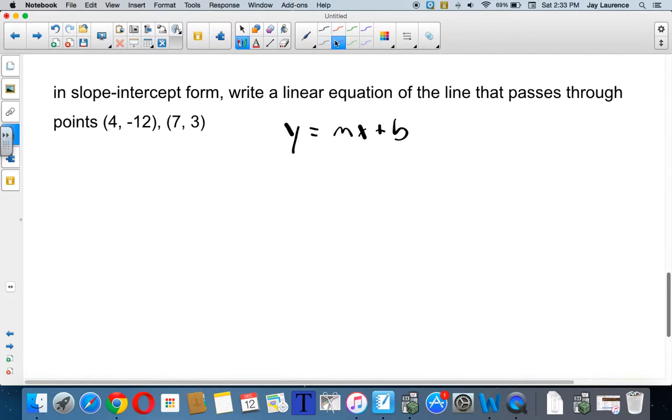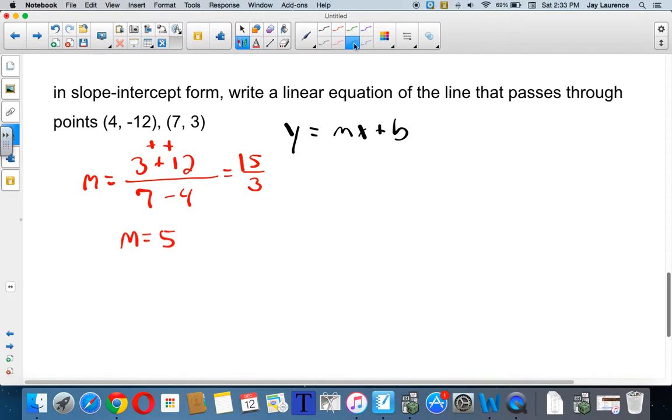I'm going to go ahead and find my slope first. If you'd like to pause the video and find your slope, that would be awesome. Looks like my slope is going to be 3 plus 12. How did I get plus 12? Because it was minus a minus. And then I'm going to have 7 minus 4. And so my slope is going to be 15 over 3, which is better said, it's 5. So my slope is 5.